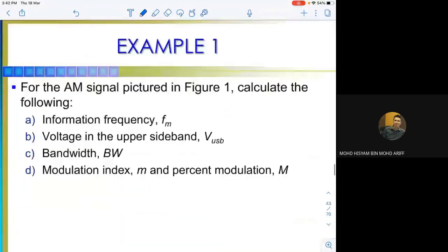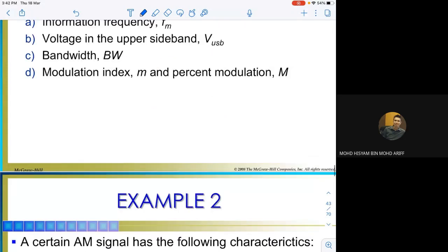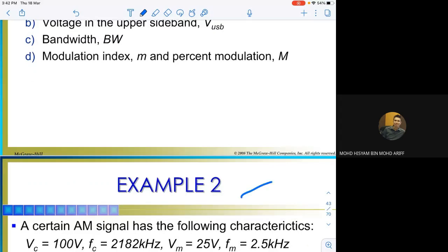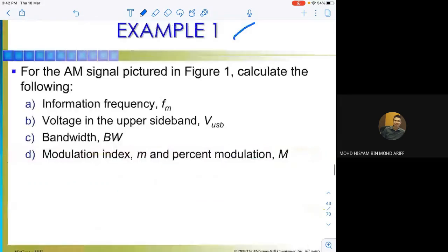Picture, figure 1. Example 2, I will recap next class. For those who just came or were not present, I will upload this video on YouTube. So basically, we'll stop recording part 1, amplitude modulation.